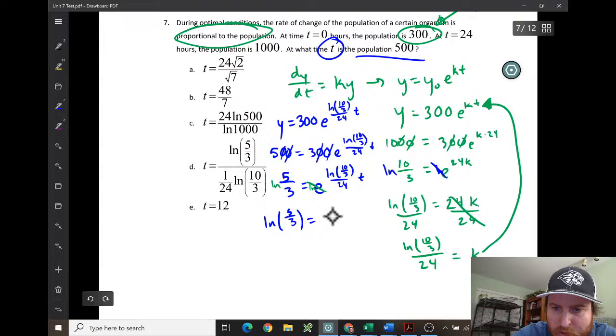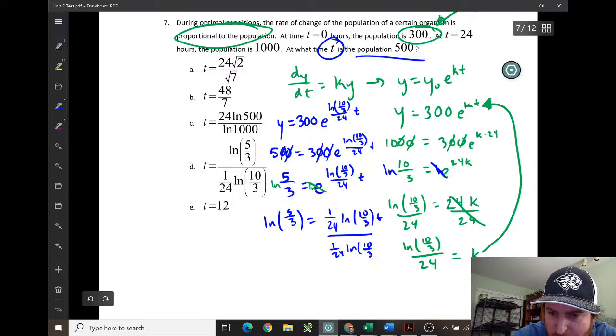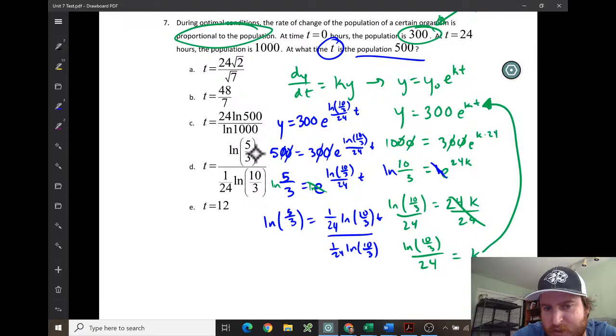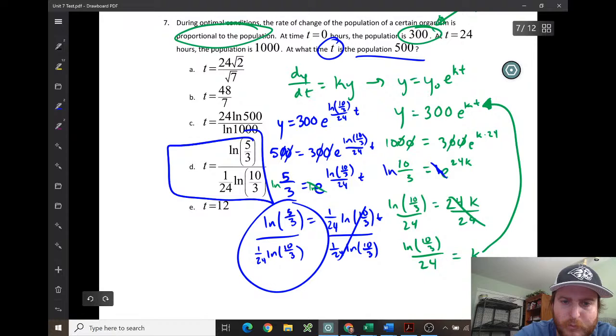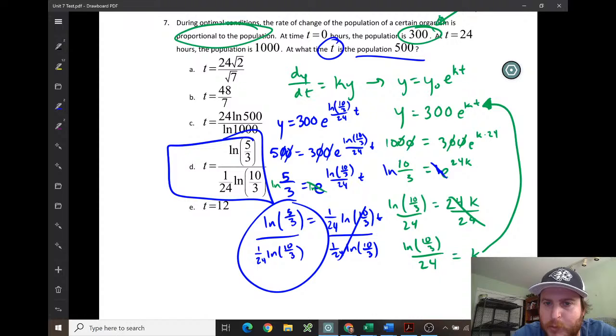And they divided both sides by the 1/24 ln of 10/3. If you had multiplied by the reciprocal, 24 over ln of 10/3, you'll get the same thing. But I'm just showing how they did it. So that was their answer, right? That's equal to t. Okay, pretty nasty, but like I said, questions 5 and 7 were definitely tougher, but I think the other 5 questions on here were easier, and that's a lot of times how the AP test works out.